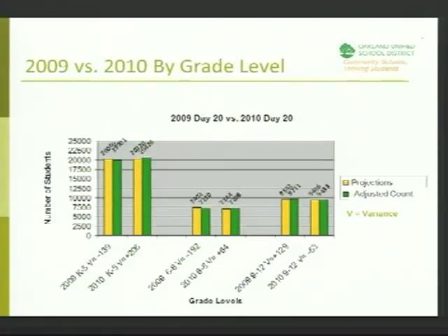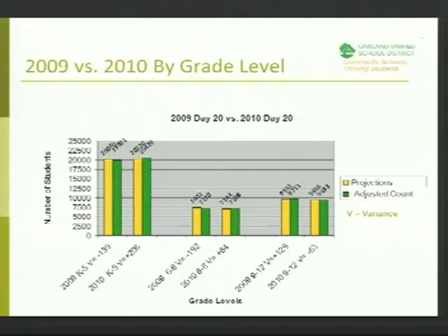Another view of this gives you the difference between how we projected last year and the actual counts, and how we projected this year and the actual counts. Last year, we came in 139 students fewer than we projected, and this year we came in 206 students more. Last year, we came in 192 students fewer in middle school, and this year we came in 64 students more. Last year, we came in 129 students more than we projected, and this year 53 students less than we projected.